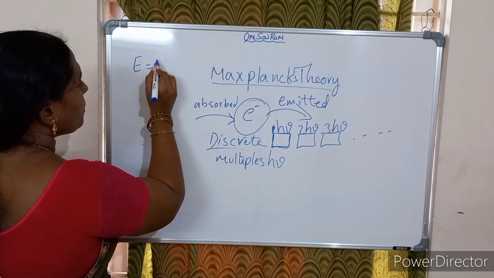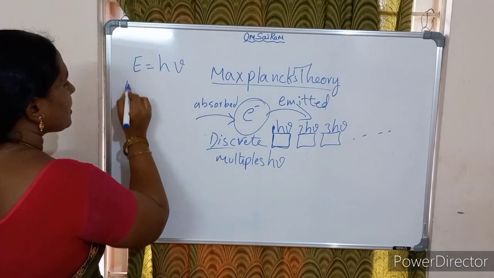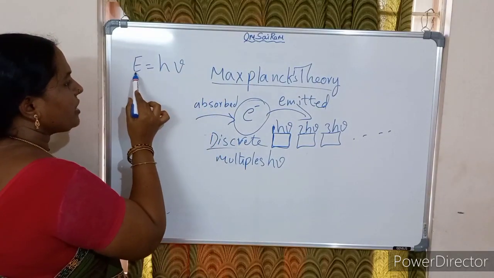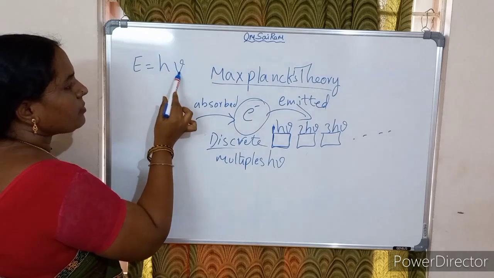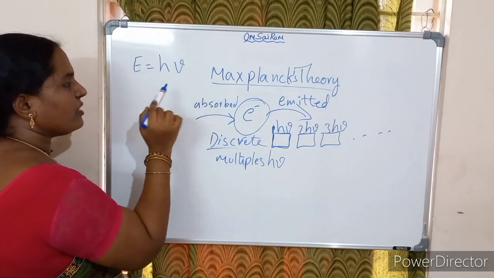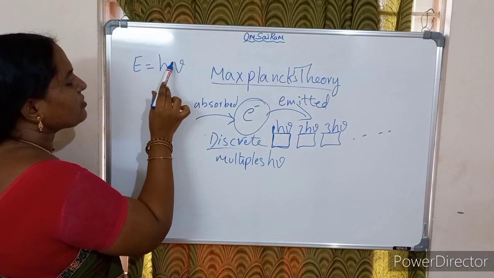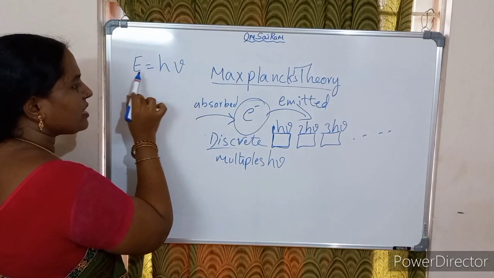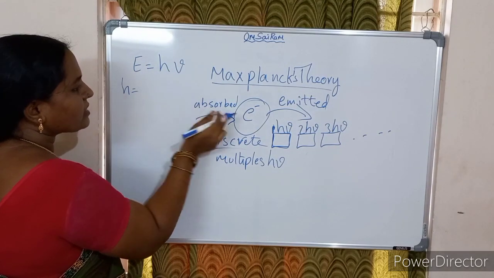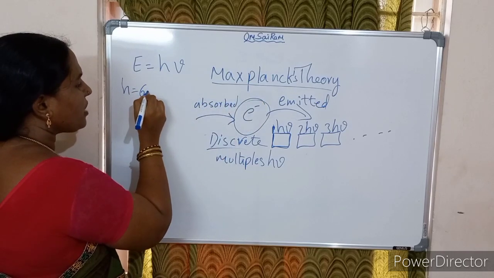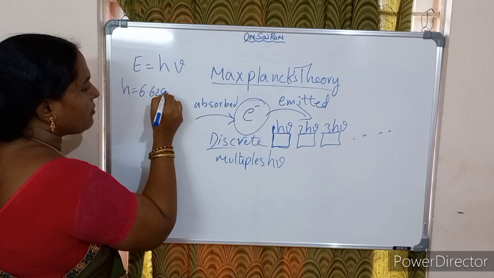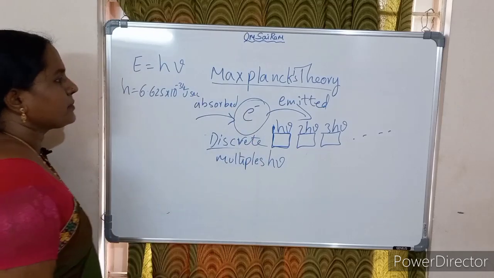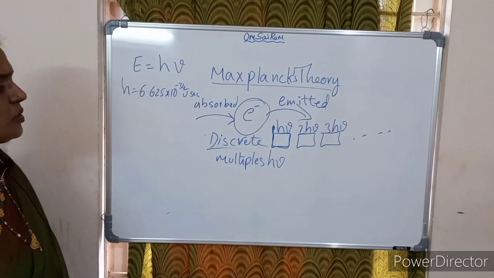E is equal to h nu. We have already learned this. Energy is directly proportional to the frequency. If we give more energy, the waves will be sharper, with more frequency and less wavelength. Similarly, if we give less energy, the waves will be less sharp, with less frequency and more wavelength. So energy and frequency are directly proportional. Here h is Planck's constant. The value is 6.625 into 10 to the power of minus 34 joule second. E is equal to h nu.